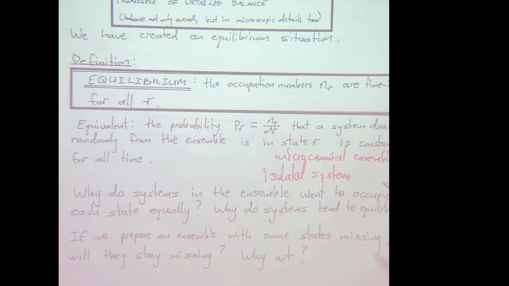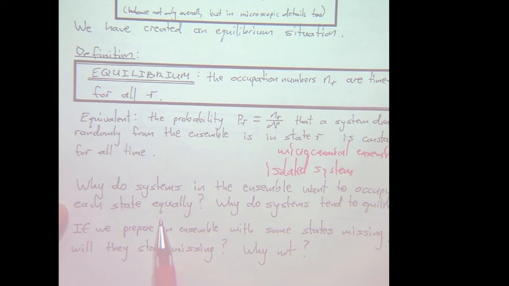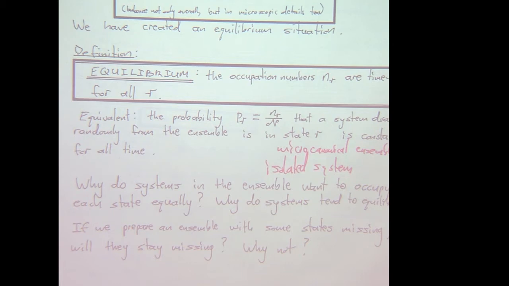Why do systems in the ensemble want to occupy each state equally? Why do systems tend to equilibrium? If you prepare an ensemble with some states missing, will those states stay missing? Why or why not?